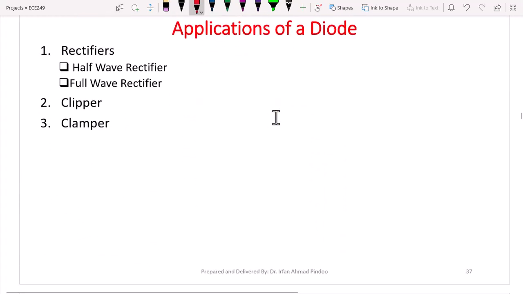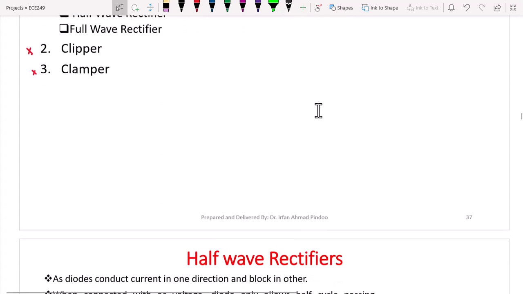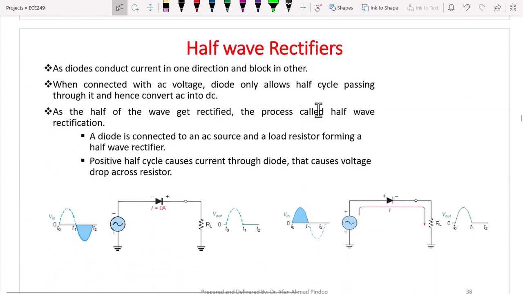Then coming to the applications of a diode, as per our syllabus, we will be covering rectifiers. Clipper and clamper are other applications of a diode, but they are not part of our syllabus, so we will not cover them. Rectifiers include half wave as well as full wave, so let us discuss them. Rectifier is a very important topic as far as the conversion from AC to DC is concerned. Rectifier is one of the steps for doing that.